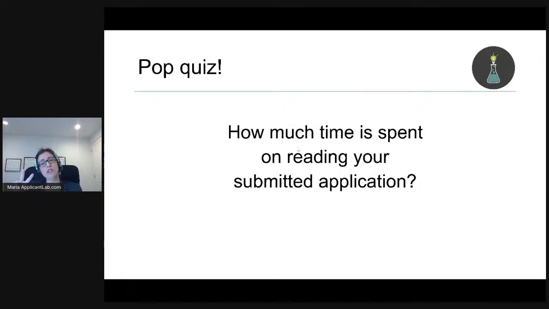Most schools will have 2 initial readers. Those 2 initial readers will come up with a gut feel: not accept, but move forward, maybe waitlist, reject. And if both readers come to the same conclusion, if both readers say move forward, then that person automatically moves forward. If both readers say reject, that person gets rejected. If the readers disagree, then usually at that point, a third reader comes in and makes the ultimate decision to move forward or to reject. So how much time do you think is spent on that first read through of the application?